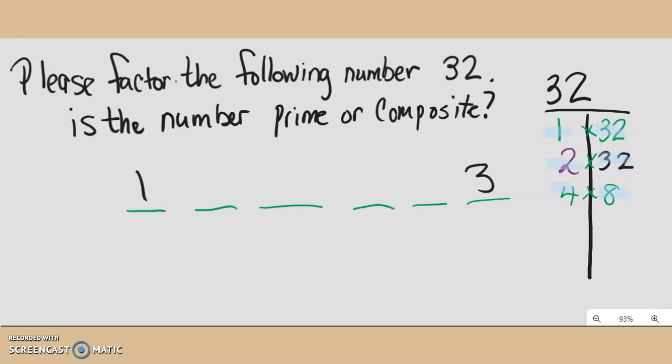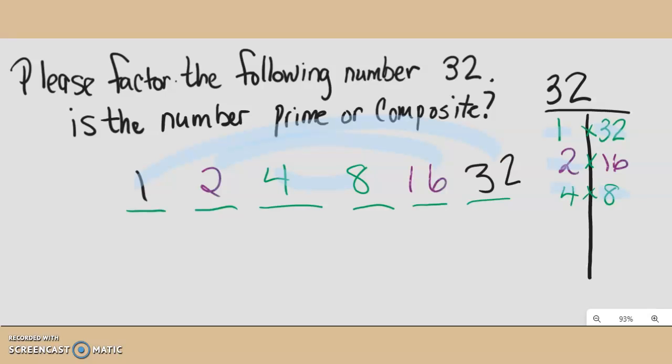1 and 32. And I'm not sure why I wrote 32 there. This should have been 16. My bad. 16 should be there. 2 and 16. And then the other numbers will be 4 and 8. So then those are our factor pairs right there. So this guy, this guy, this guy. All right. So those are our factor pairs.